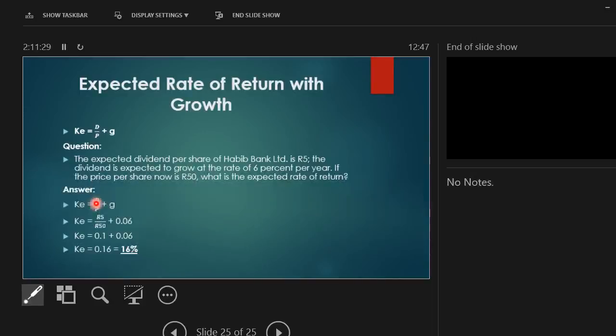Our D, we are told, is 5, and our P, our price per share, is 50, which is the price that has already been calculated for us. This is what we've always been calculating. And then G is given at 6%. So you just replace everything within the formula with the figures you are given. So KE is equal to, you divide this by this, you get 0.1 plus 0.06, and then you will get 0.16, which is basically 16%. So your rate of return or your cost of equity in this case is 16%.